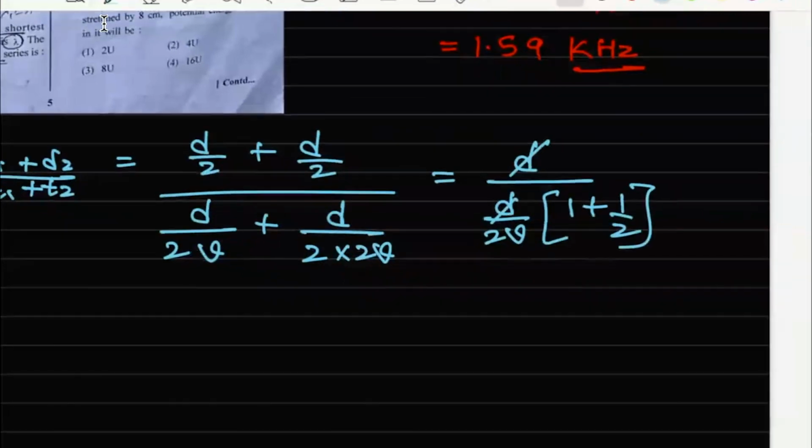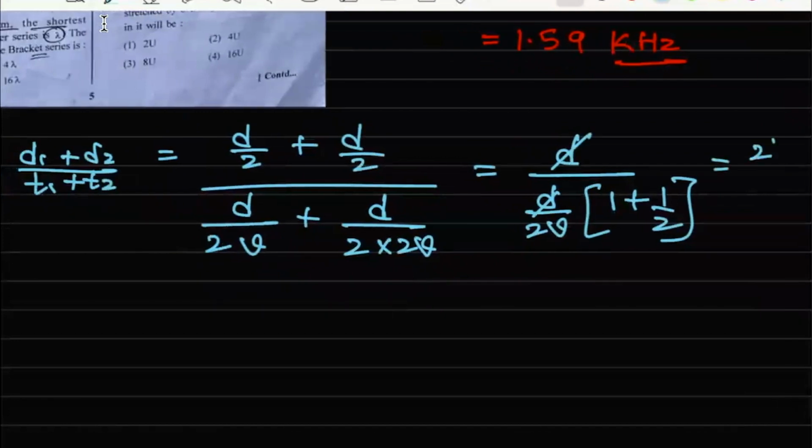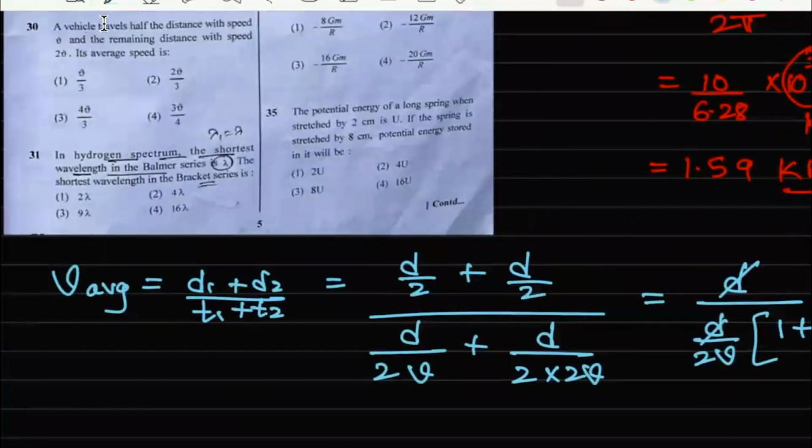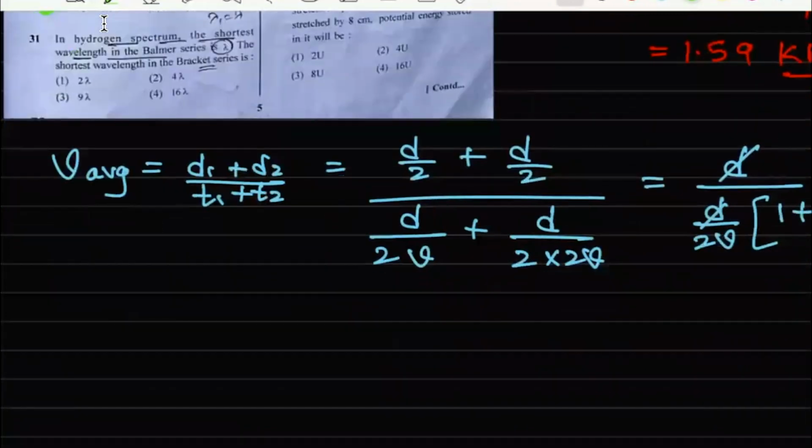So I have, this is equal to 2v in the numerator. 2v goes in the numerator. And then in the denominator, I have 1 plus 1 by 2, which is nothing but 3 by 2. So again, that 2 goes in the numerator. So I have 4v by 3. That is this option. Yeah, 4v by 3. Okay. 31 seems to be a standard question again.